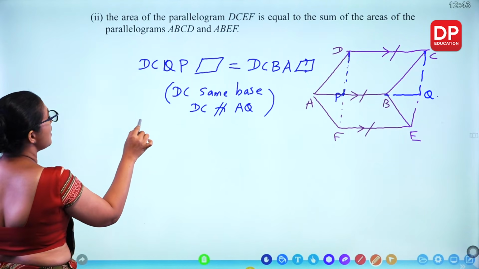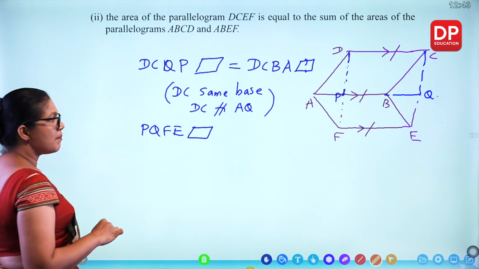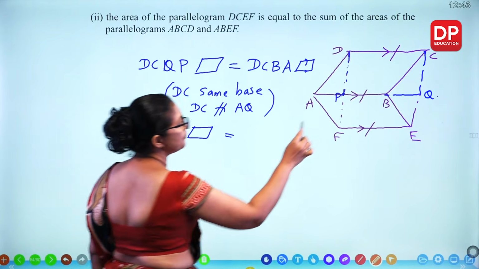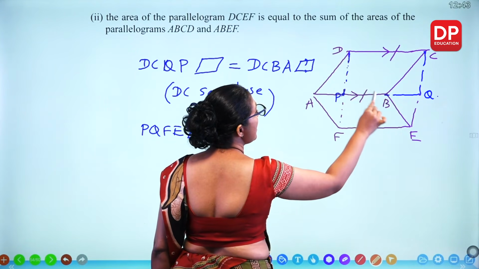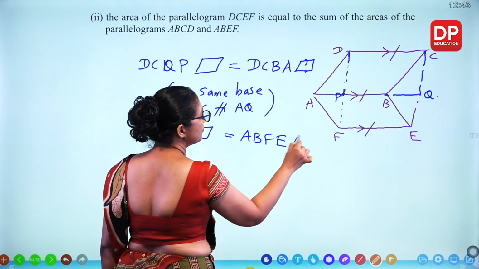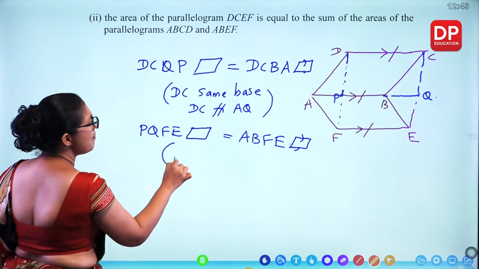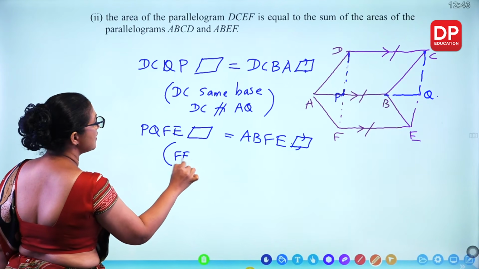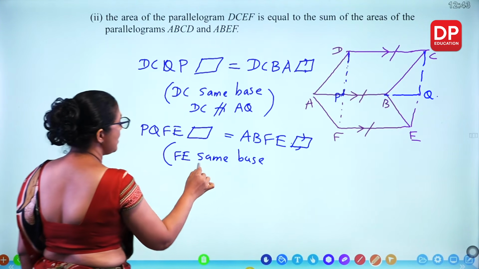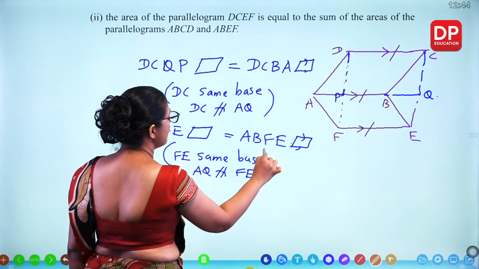PQFE parallelogram is equal to which one? ABFE parallelogram. Because these two parallelograms are on the same FE base and in between the two parallel lines AQ and FE.